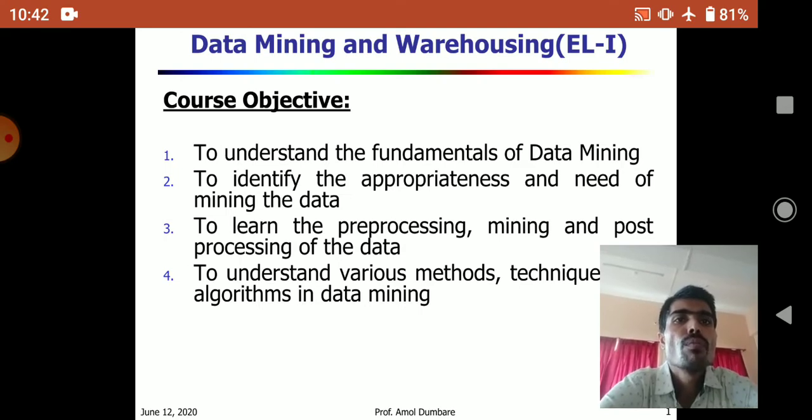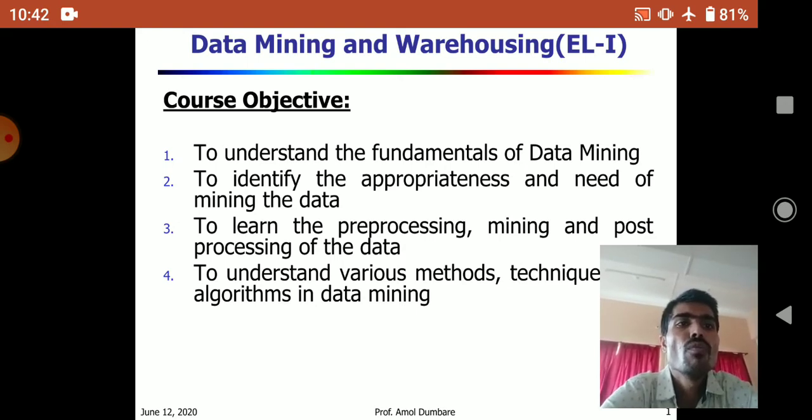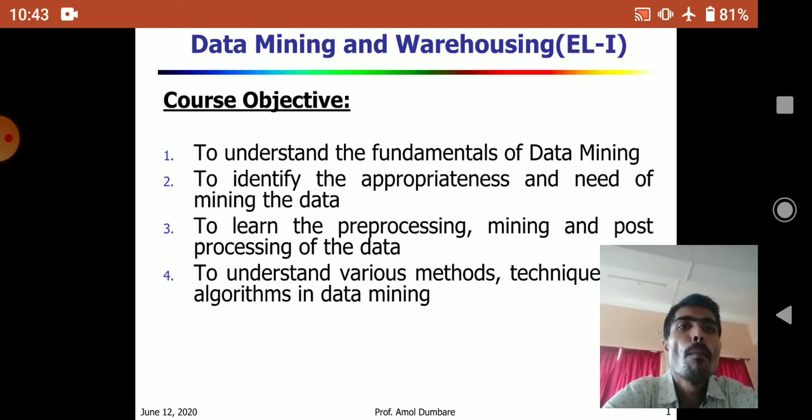Before starting with our main course, we will see some course objectives with respect to this course, that is data mining and warehousing. The first course objective is to understand the fundamentals of data mining. Second, to identify the appropriateness and need of mining the data. Third, to learn the pre-processing, mining and post-processing of the data. Fourth, to understand various methods, techniques and algorithms in data mining. So these are the course objectives.